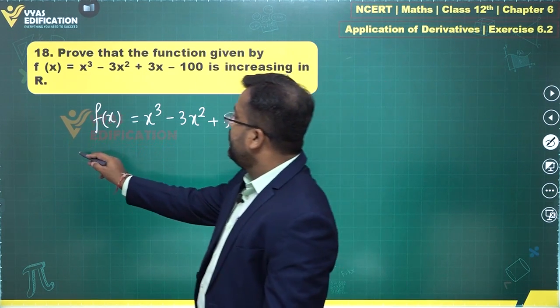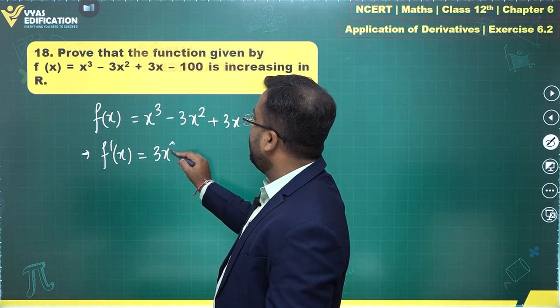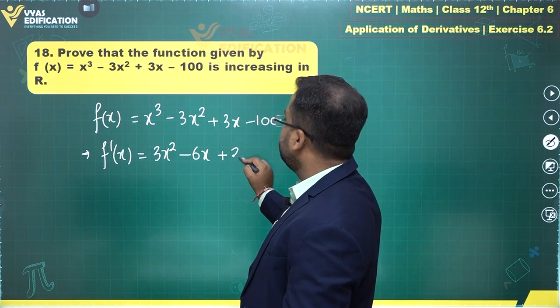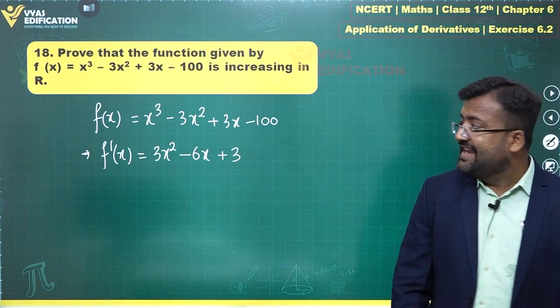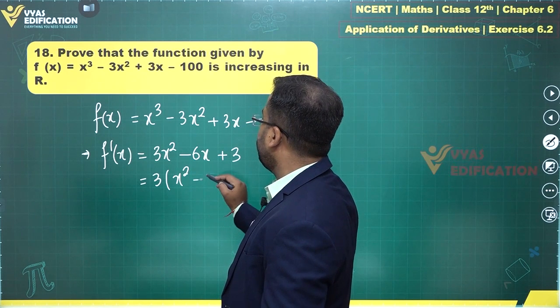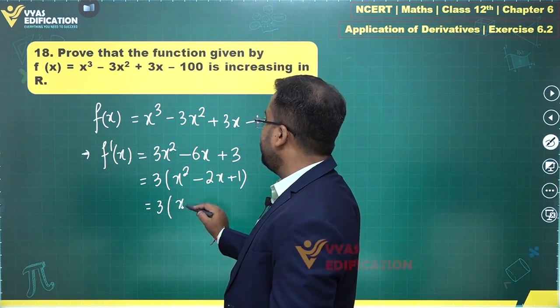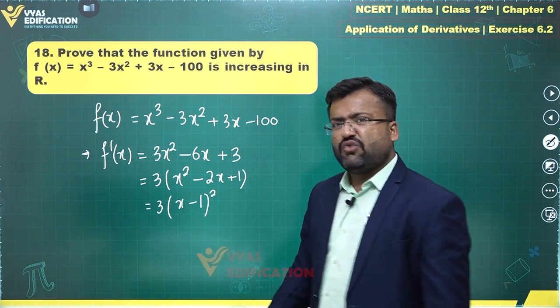f(x) equals this, which gives me f'(x) equal to what? 3x² − 6x + 3 is what I get. f'(x) is this. Okay, we can take out 3 common. This becomes x² − 2x + 1, and this is 3 times (x − 1)². That's what we have, right?